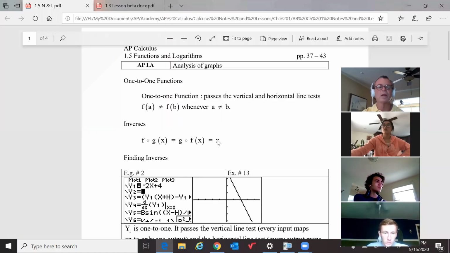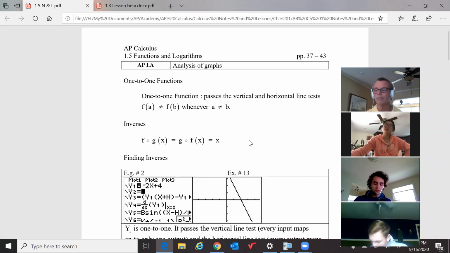So this is the 1-5 lesson, and in the textbook, on page 37, where this begins, the heading is one-to-one functions. A one-to-one function passes the vertical line test and the horizontal line test. This is Algebra 2 material. What that tells you is that this relation is a function, and its inverse is a function, without even graphing it. If it's one-to-one, it passes the vertical line test and the horizontal line test.